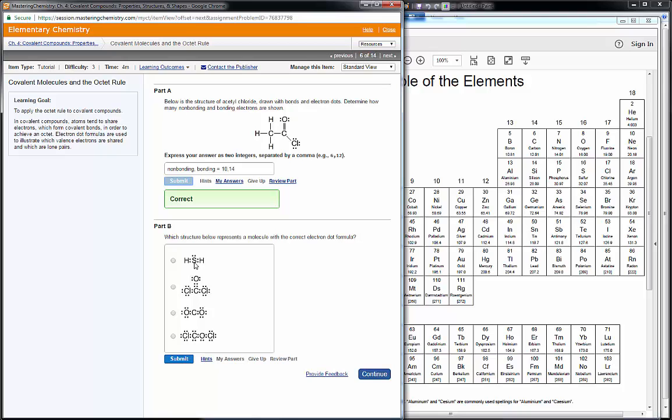So this sulfur only has 6, so this is not the correct structure. Here, each chlorine has 8, carbon has 8. It looks like it's got a double bond to that oxygen. And this oxygen has 8, so that looks like it's correct. Here, this carbon only has 4, so not correct. And here, this oxygen only has 6, so that's not correct.